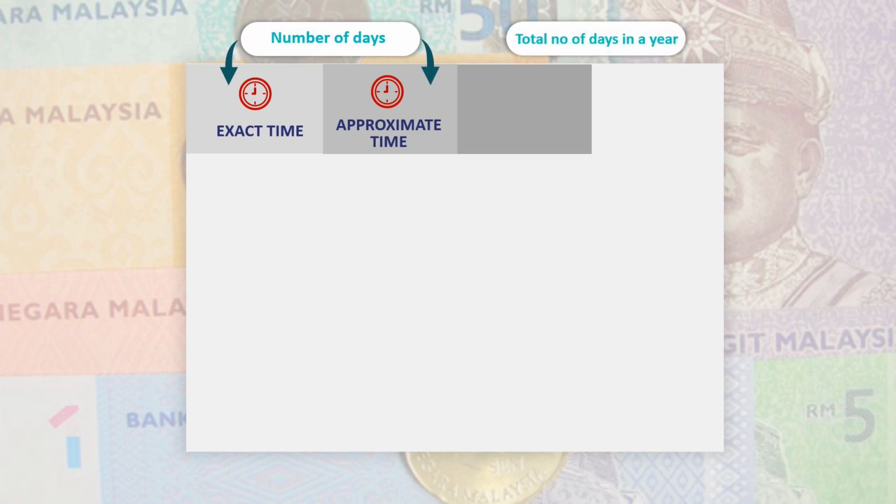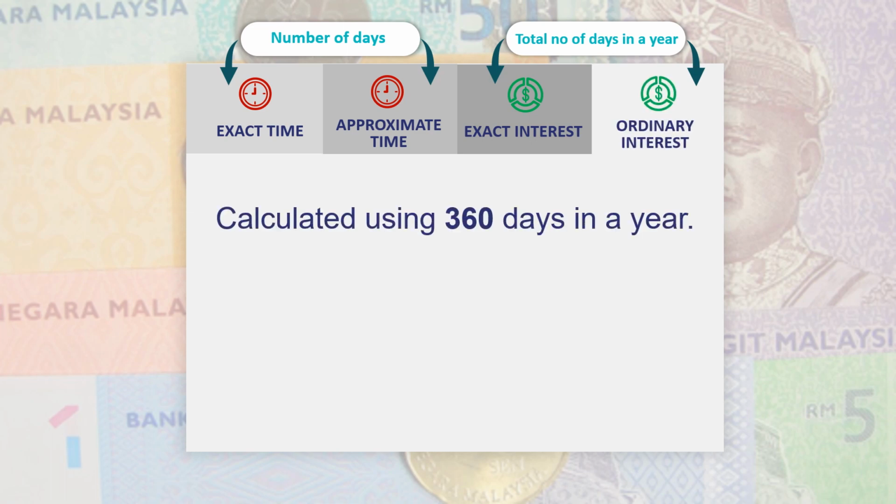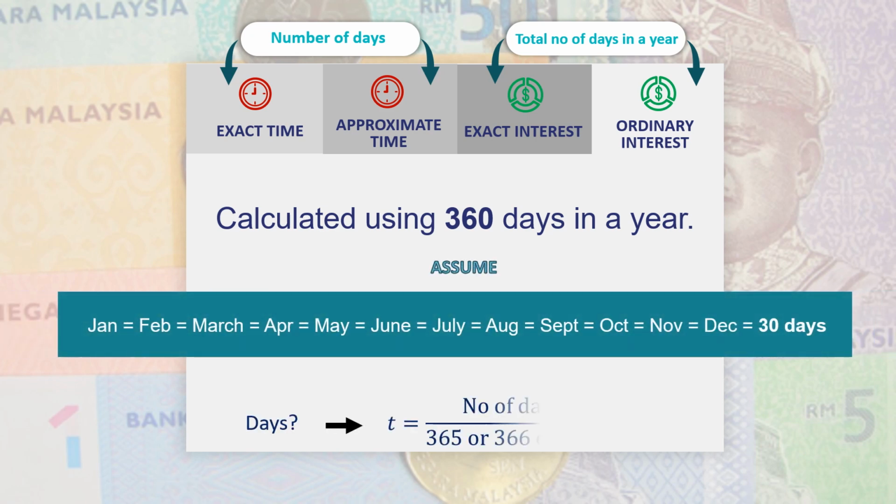Next, ordinary simple interest, where the interest is calculated using 360 days in a year, since we assume every month has 30 days. That means 30 days times 12 months, which is equal to 360 days. So if the method used is ordinary interest, then we divide by 360.